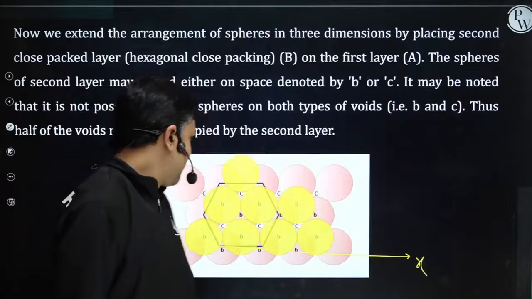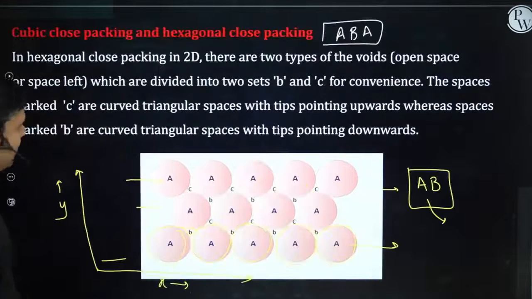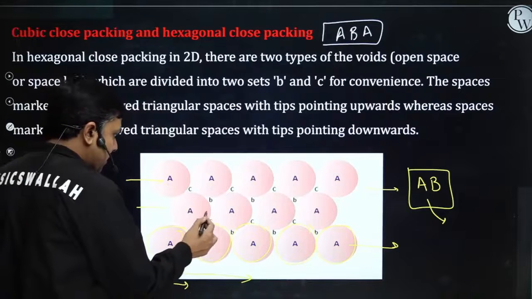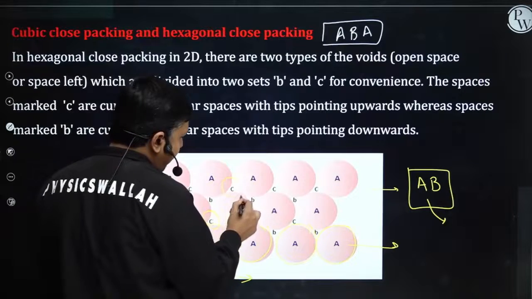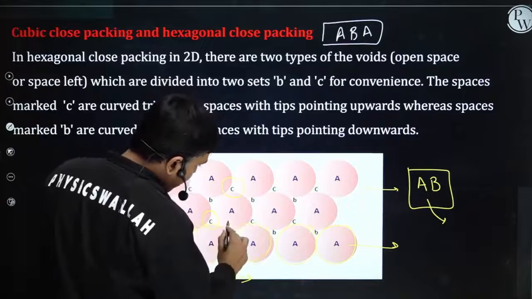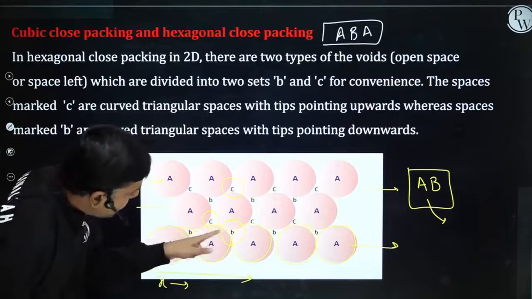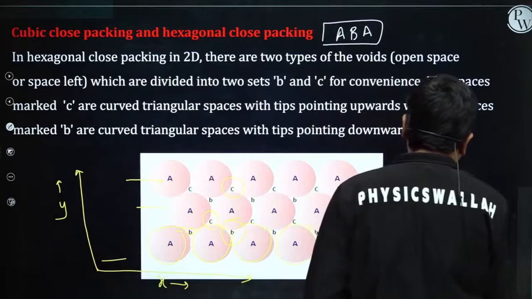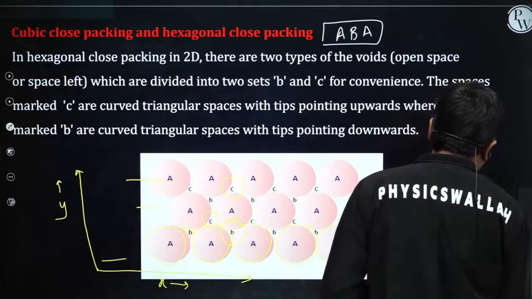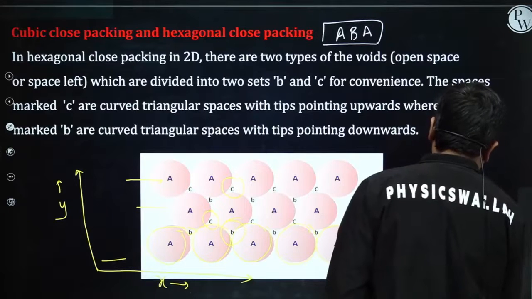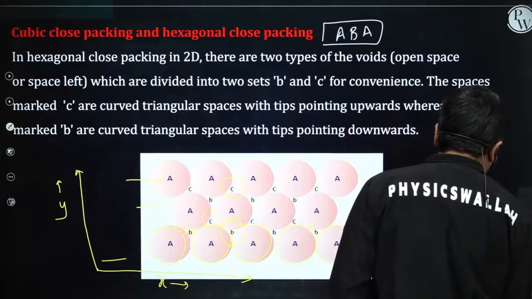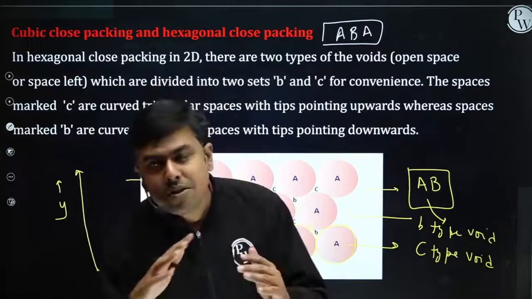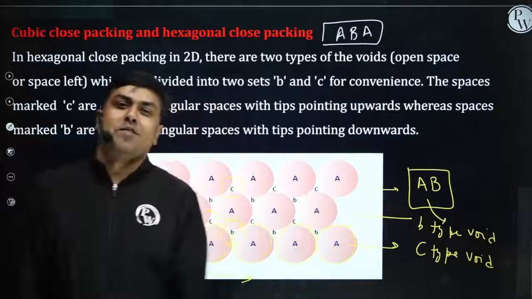How do we place? If you see this AB packing, you are going to get 2 types of void, and these voids are basically triangular voids, right? One of the voids is B type and the other void is C type. Are you seeing it? B type void and C type void. These are basically your triangular voids. I say it as upper triangular void and lower triangular void.